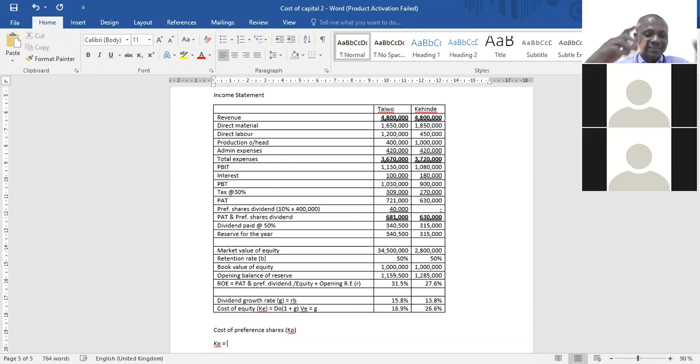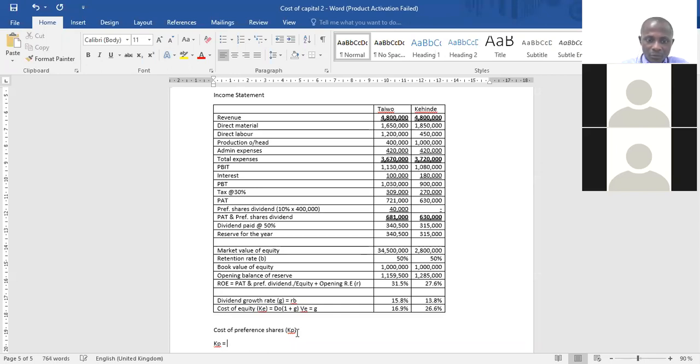But for me to illustrate it, I will compute. We have our preference share is 10% preference shares times the total nominal value of preference share, which is 400,000. So multiply by 400,000. Now divide it by what? What is the market value? 400,000 as well. Let me state the formula, please.